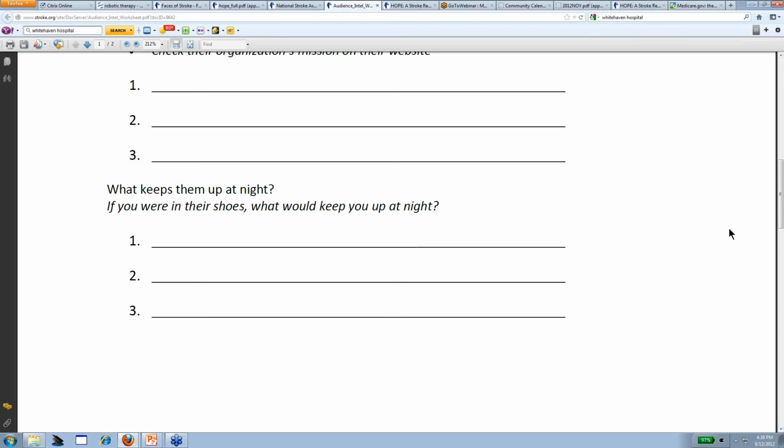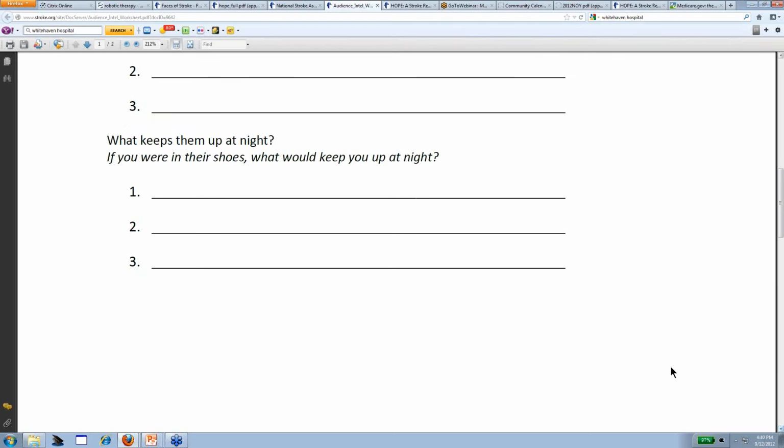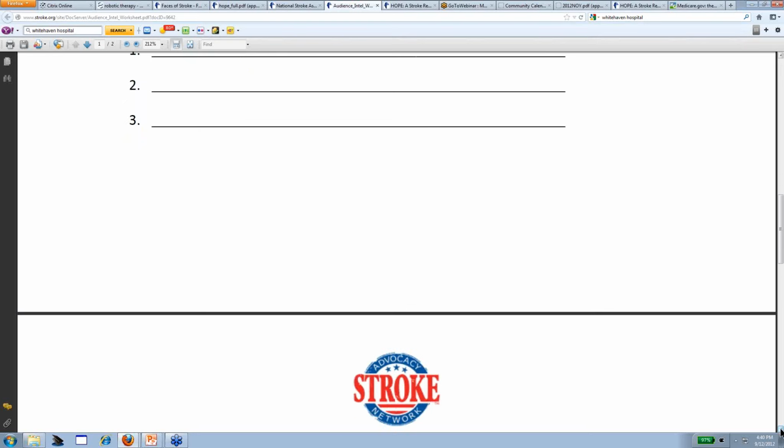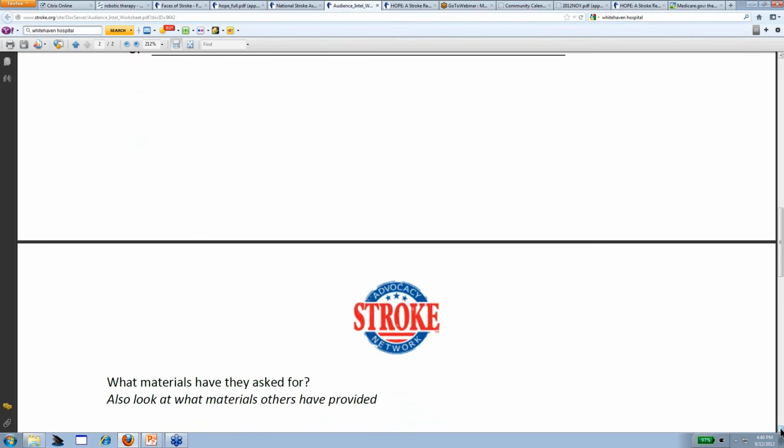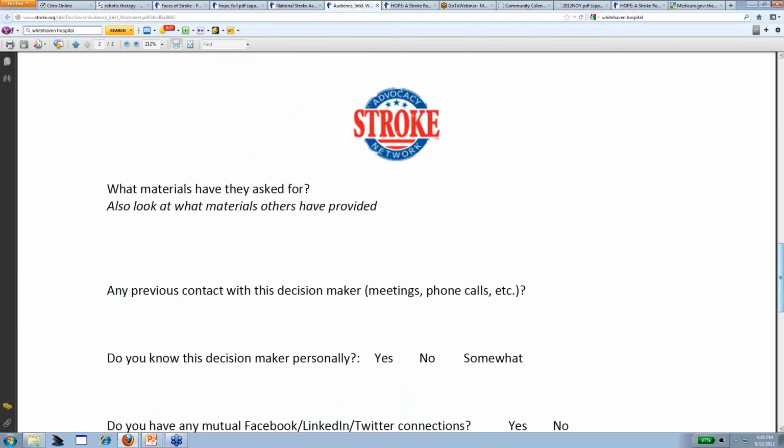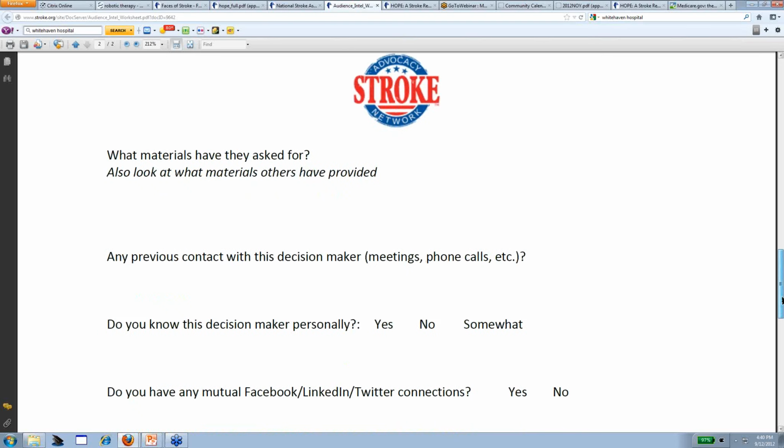Also, what keeps them up at night? If you were in their shoes, what would be important for them? What would be keeping you up at night? What would you be concerned about? And when you figure that out, you can work into the conversation, "I'm sure such and such concerns you, and I want to make sure that you know how our solution will actually help you solve that problem."